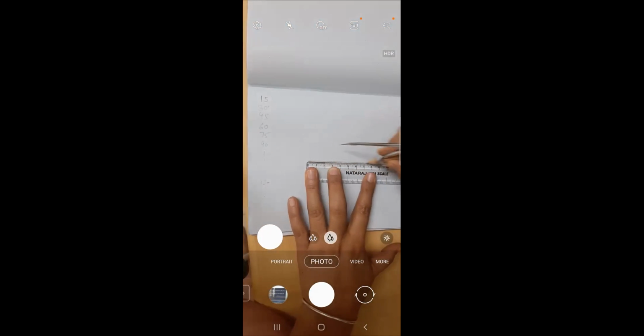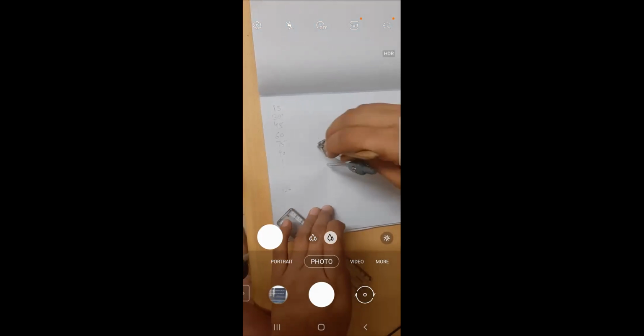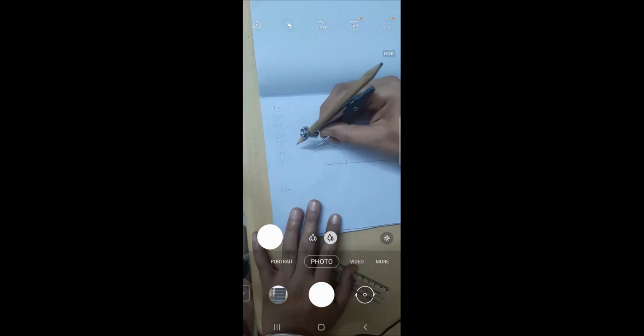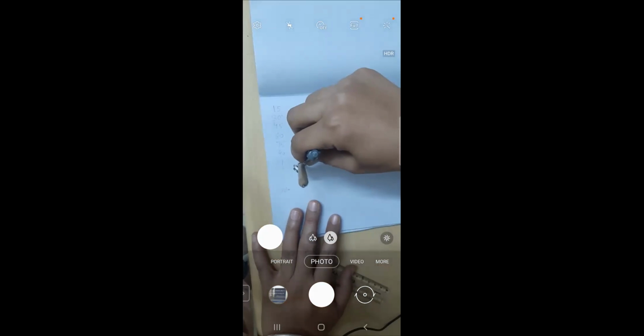First draw a line of any measurement. Take any radius, open your compass for that radius, and draw a semicircle above this line. Now at the intersection of the semicircle and the line, keep your needle here and draw one arc. Now keep the needle at this first arc and draw a second arc. Similarly, keep the needle at the second arc and draw the third arc.